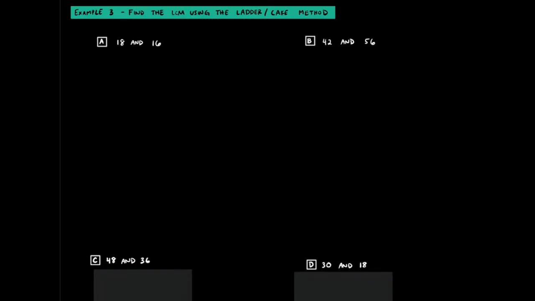At this point, you have 2 methods under your belt. In example 3, we're going to practice finding the LCM using the ladder or the cake method together. Let's give it a try. Remember how the ladder method works. We begin by writing the 2 numbers side by side. We create a step of the ladder and try to think of any number that goes into both 18 and 16. Since they're both even numbers, we know that they're both divisible by 2.